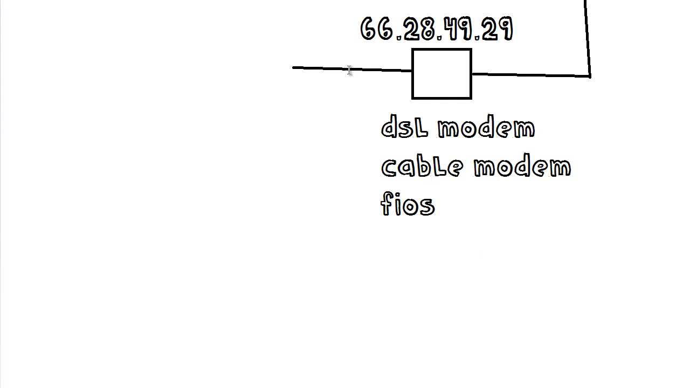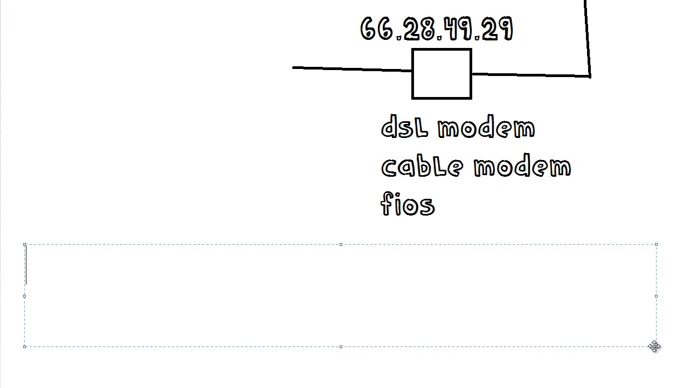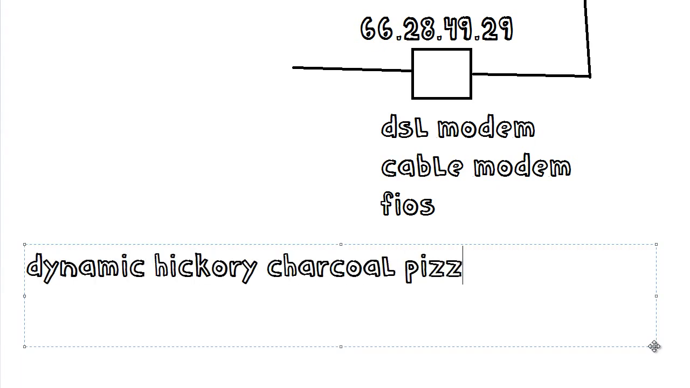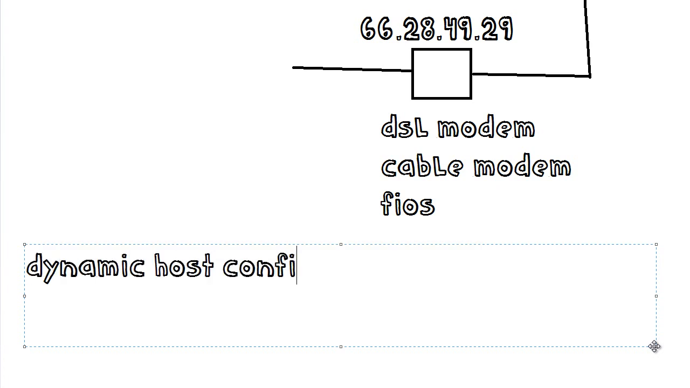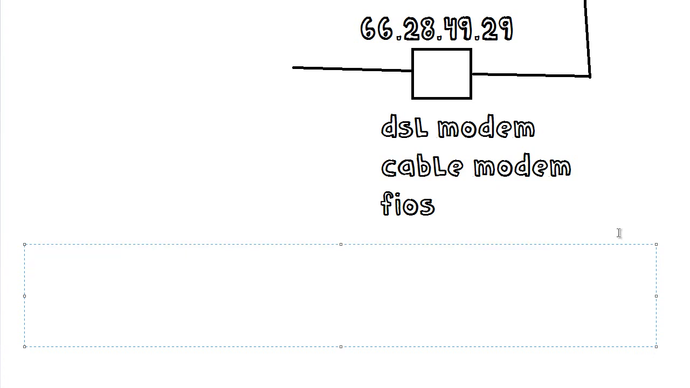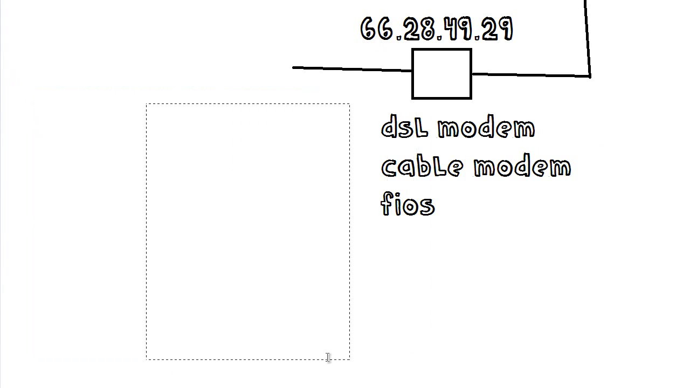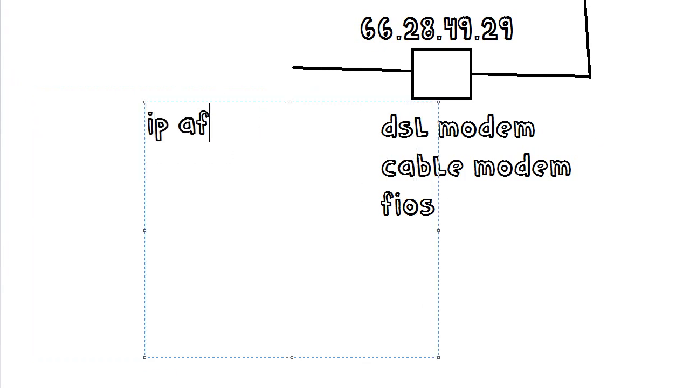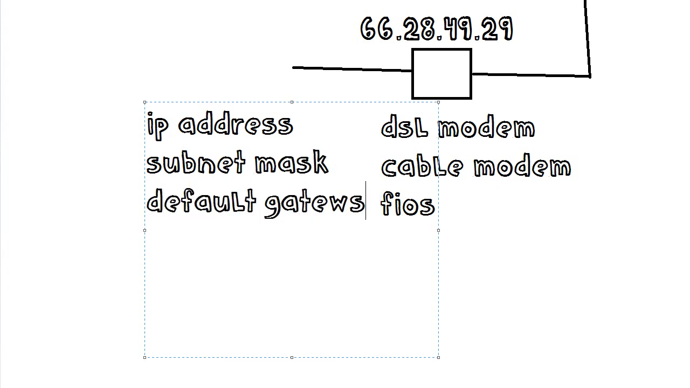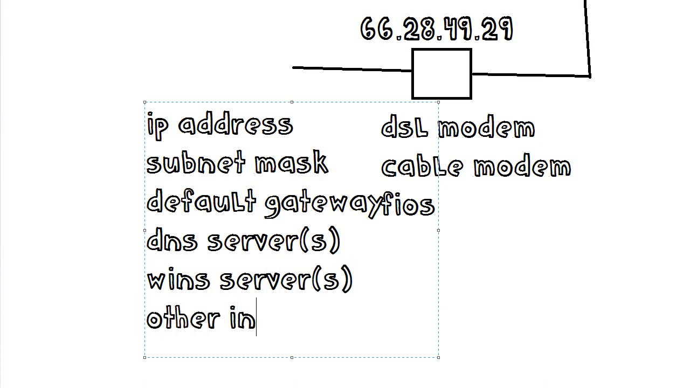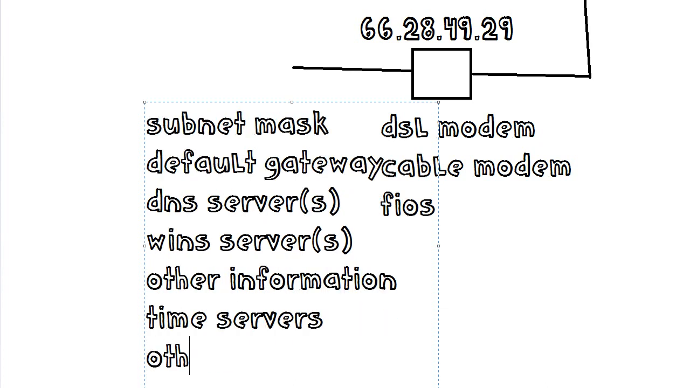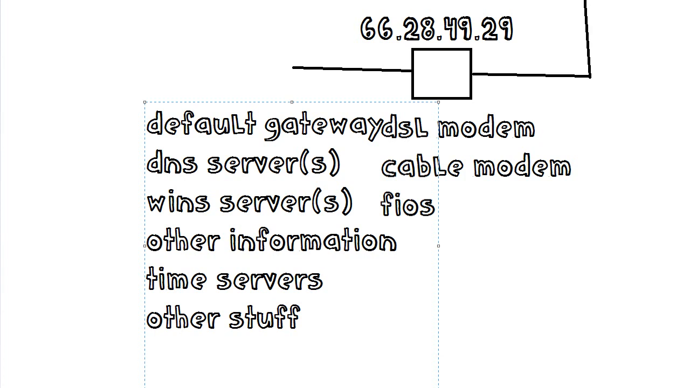Your ISP generally assigns you your public IP address or addresses from a pool using DHCP. DHCP stands for Dynamic Hickory Charcoal Pizza. No, Dynamic Host Configuration Protocol. And basically what that means is that it provides something that's joining the network with an IP address, a subnet mask, a default gateway, 1 or more DNS servers, WINS servers, other information, time servers, other stuff, etc.